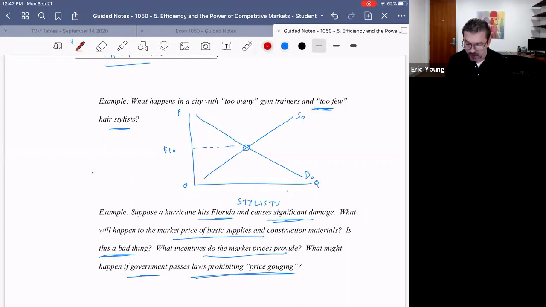Well, if there's too few hairstylists, that implies that there's an increased demand. This is going to push the demand curve for hairstylists out to the right. And predictably, at the new equilibrium, the equilibrium price, the wage that hairstylists can pull, would rise from $10, let's say, to $18. And now look at what this new higher wage is going to do.